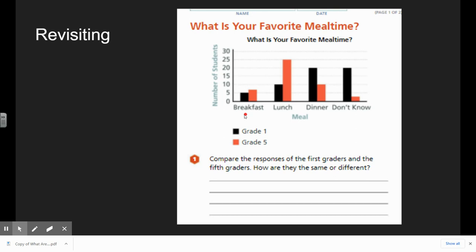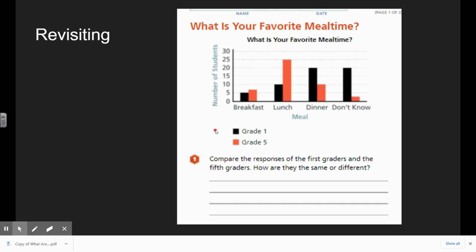Along the bottom, I do see the different categories for meals. I see breakfast, lunch, dinner, and one called Don't Know. I also notice that I have 2 bars for each category, a black one and an orange one. The black bars represent first grade students, and the orange ones represent 5th grade students, and that is in the key right here.